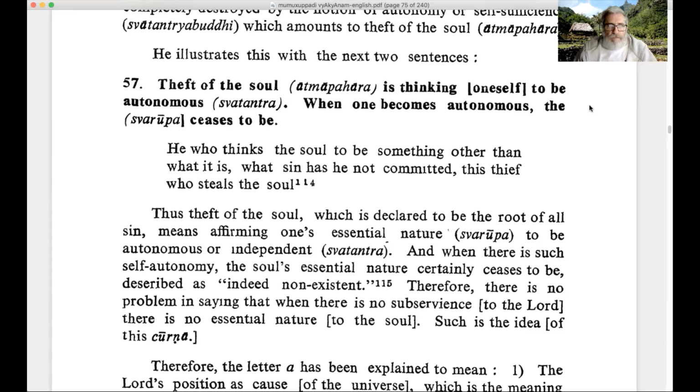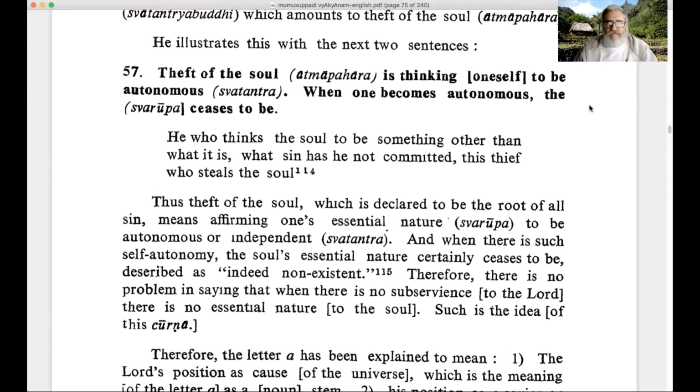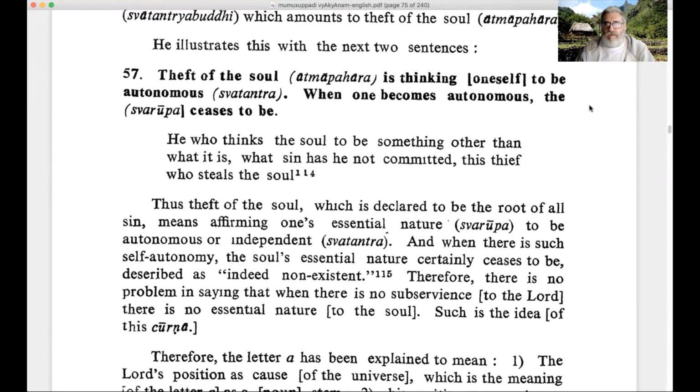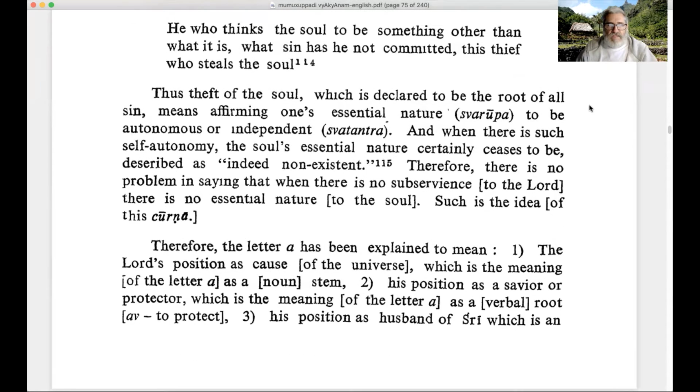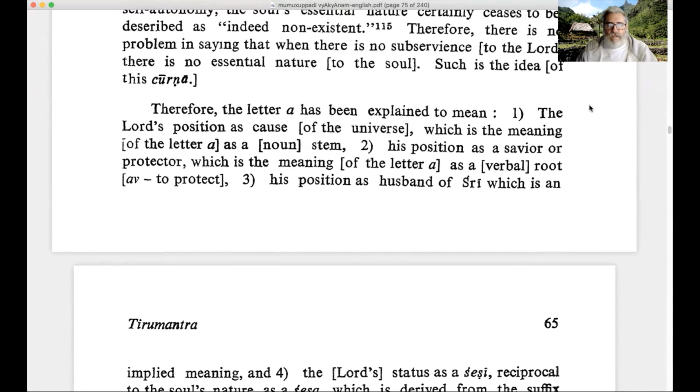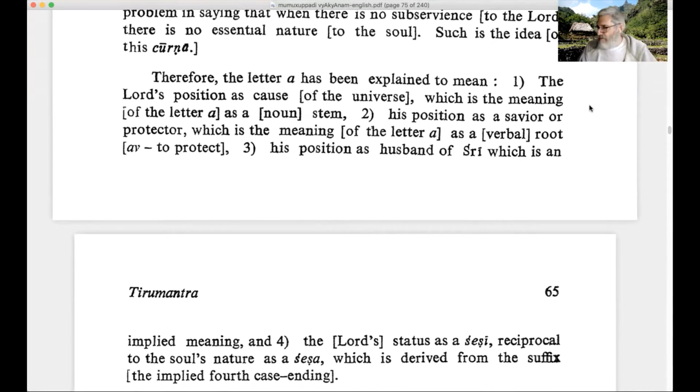So we were talking about the theft of the soul, thinking that one is having ahankara or a false ego, and thinking that one is the doer, or at least that one owns one's own soul. That is considered to be the theft of the soul, because the soul is actually the property of God. And in the commentary here by Manavala Mahamuni, after we discussed that, it sums up the positions that he has on the internal meaning or the esoteric meaning of the letter A in Omkara.